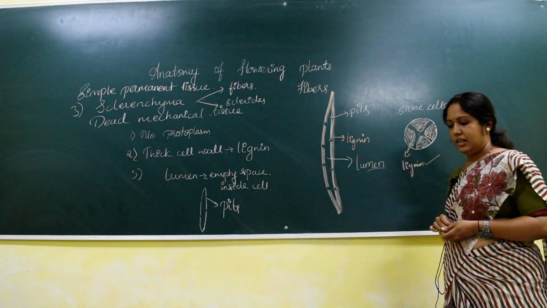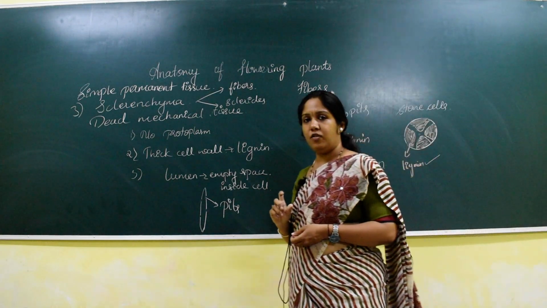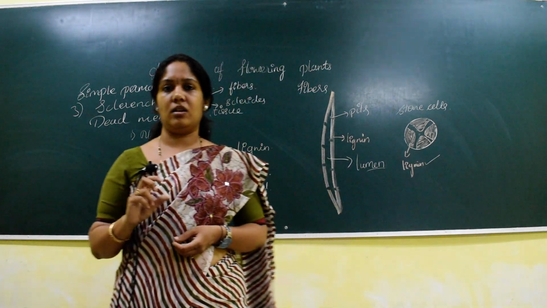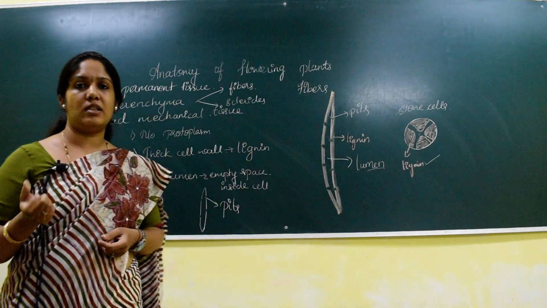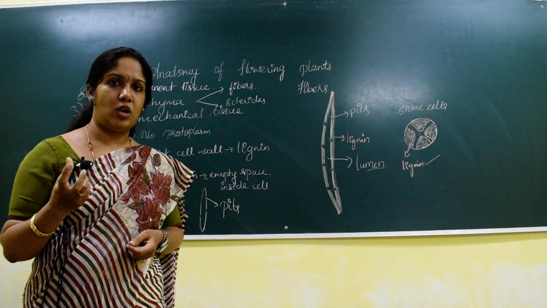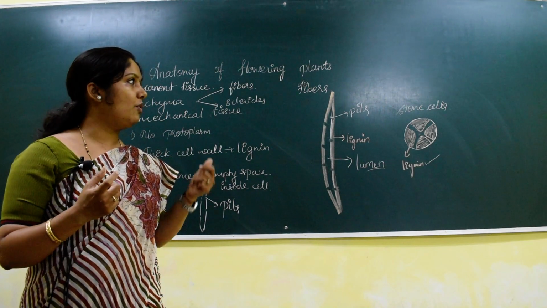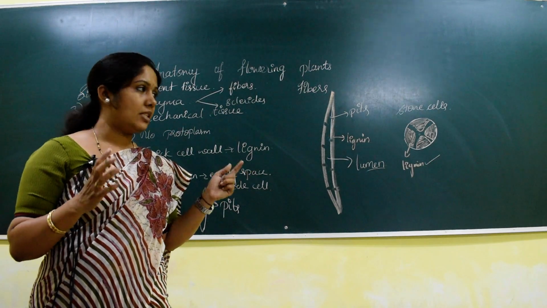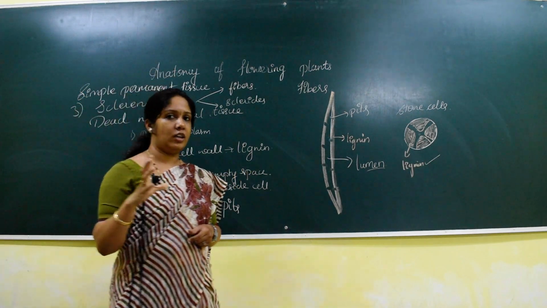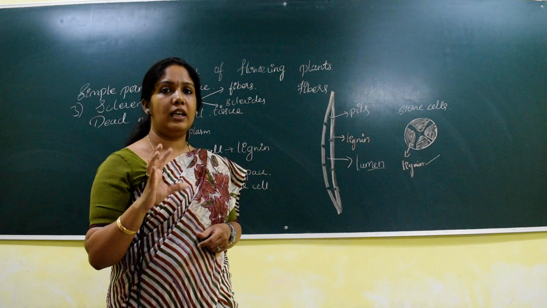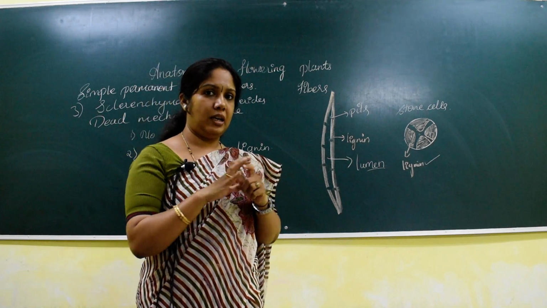It is mainly seen in the shell of the fruits, in the hard covering of the shell around the seed. The best example is coconut shell or the areca nut shell. That shell is made up of stone cells.